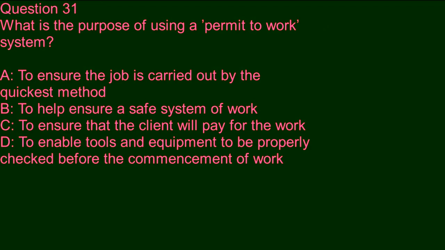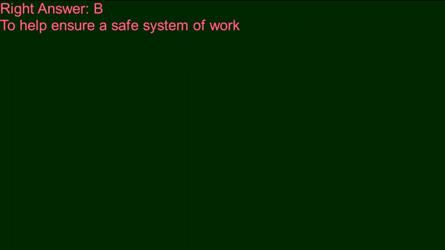Question 31. What is the purpose of using a permit to work system? A. To ensure the job is carried out by the quickest method. B. To help ensure a safe system of work. C. To ensure that the client will pay for the work. D. To enable tools and equipment to be properly checked before the commencement of work. Right answer, B. To help ensure a safe system of work.